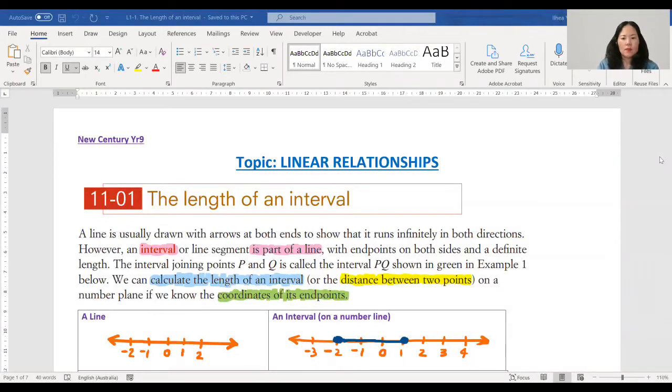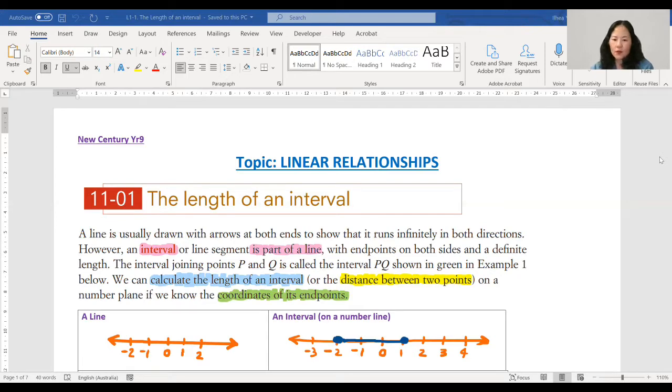Today is a new topic, and the first subheading is the length of an interval. A line is usually drawn with arrows at both ends to show that it runs infinitely in both directions. So it's going forever to each side, okay? However, an interval or line segment is part of a line with endpoints on both sides and a definite length. The interval joining points P and Q is called the interval PQ, shown in green in example 1 below.